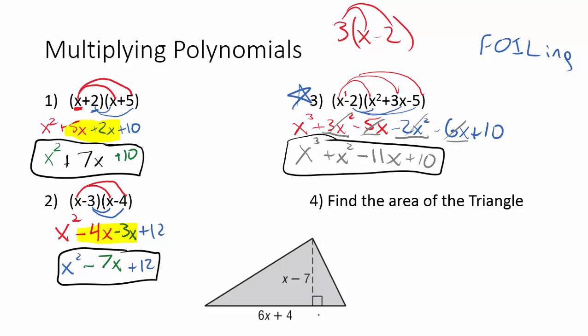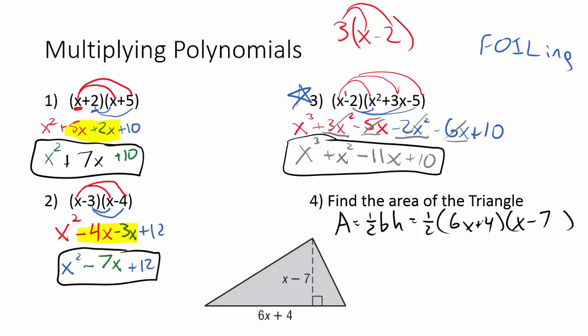Finally, we could have some sort of area problem like this where we're finding the area of a triangle. And the first thing to do whenever you get these types of questions is to write down the formula for the area of the triangle. So it's 1/2 the base times the height. Okay? So now if we're going to calculate this, what we'll need is 1/2 times the base times the height, and we'll have to plug in what these things are. So the base here would be 6x plus 4. I'll fill that in. And the height would be x minus 7.